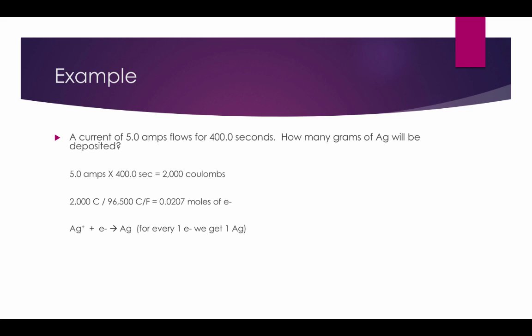Now let's consider the reduction reaction for silver. Here we see that for every silver atom transferred onto the object, we've transferred 1 electron, since silver ions are +1 charge. Therefore, we have a 1-to-1 ratio between moles of electrons and moles of metal. This means that we've deposited 0.0207 moles of silver onto our object. Now we can simply multiply the moles of silver by silver's molar mass and determine that 2.24 grams of silver have been deposited onto the object.